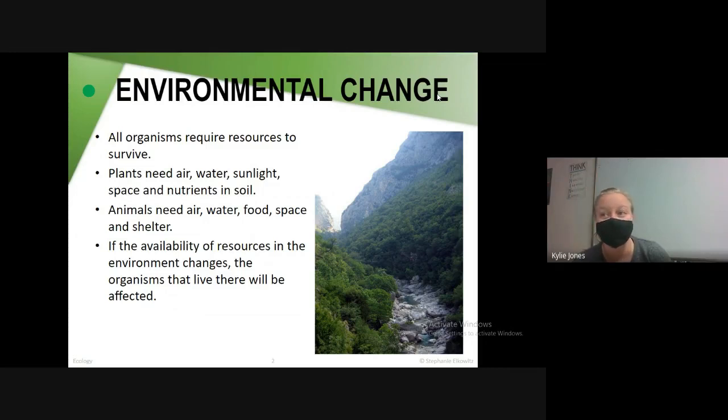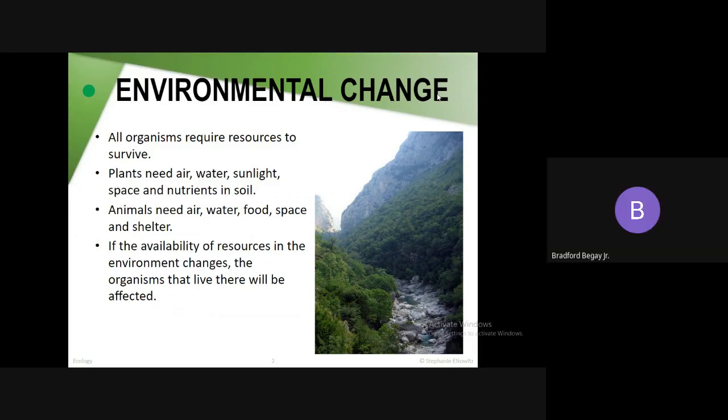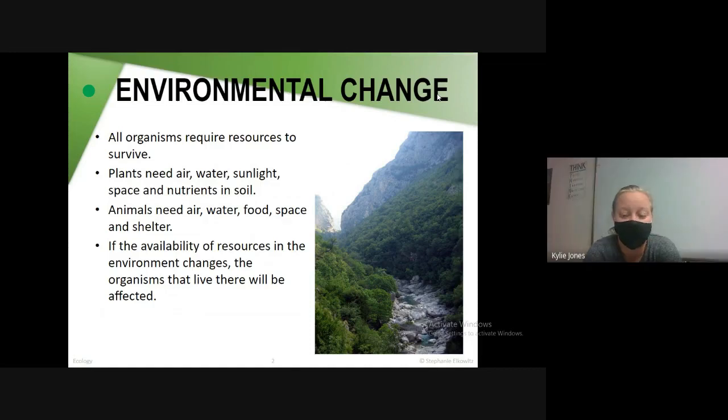So we all need things to survive. If we don't get those things, we're going to die. Our species will be affected. And it affects plants and animals too. So let's say there's a plant in the desert and it's not getting enough water. What's going to happen to that plant? It's going to die. Yeah. And the less water it gets, the more likely it is to die.